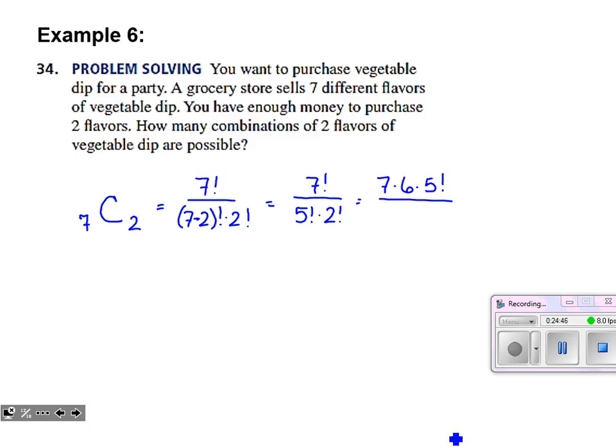So I've got 7 times 6 times 5, 4, 3, 2, 1, and I know immediately I don't have to expand it any further. I can just leave it as a factorial because it's gotten to a point where I can cancel out the 5 factorial in the denominator. So what I've got is 7 times 6 over 2 times 1, and the 6 and 2 can simplify to 3 over 1. My final answer should just be 21 different ways.